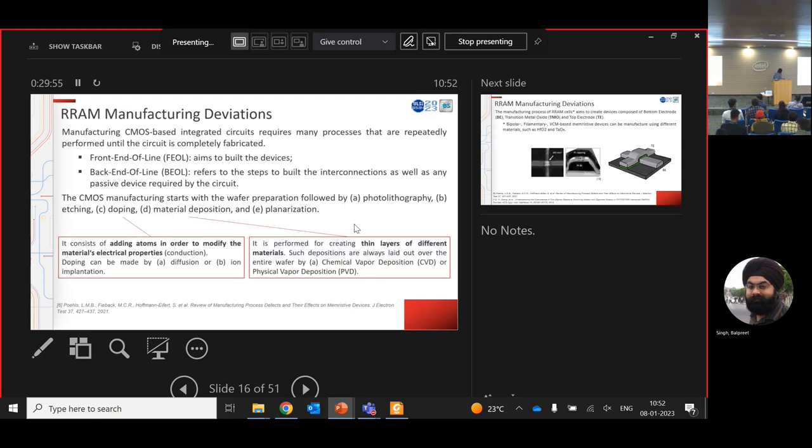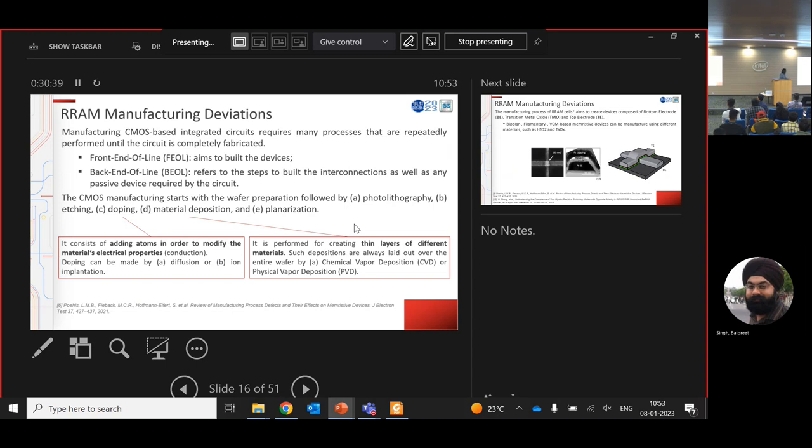As I mentioned, we needed to understand the manufacturing deviations to have more accurate fault models, because otherwise you cannot really propose efficient manufacturing test procedures. So in 2021, we published this work, where the main idea was to analyze the manufacturing process of CMOS technology and then compare it with the memristive device manufacturing process, try to understand what possible deviations can happen, and gain some insights into the best way to inject the defects and what the more accurate fault model is.